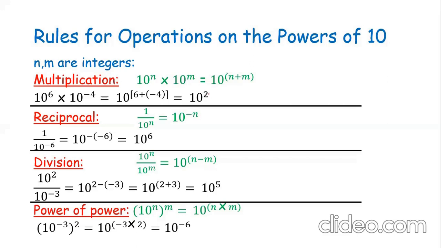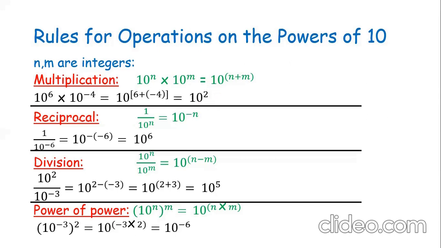In this case, we take an example: 10 to the power of 6 multiplied by 10 to the power of minus 4. So the answer will be 10 raised to the sum of the powers. In this case, 10 to the sum of 6 plus minus 4, which is 10 to the power of 2, which is 100.